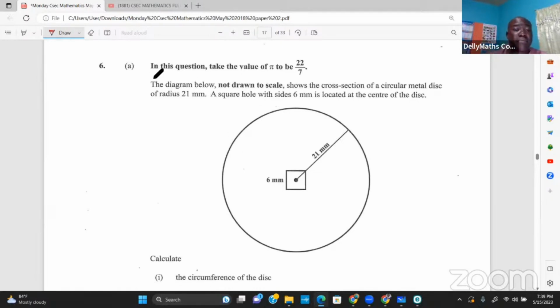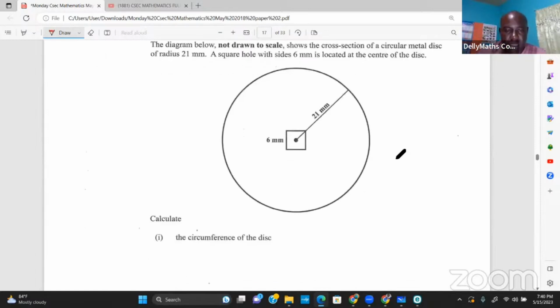Number 6 says, in this question, take pi as 22/7. It says the diagram below, not drawn to scale, shows the cross-section of a circular metal disc of radius 21. A square hole with sides 6 mm is located in the center. You're looking at it. So they are saying to us, calculate the circumference of the disc.